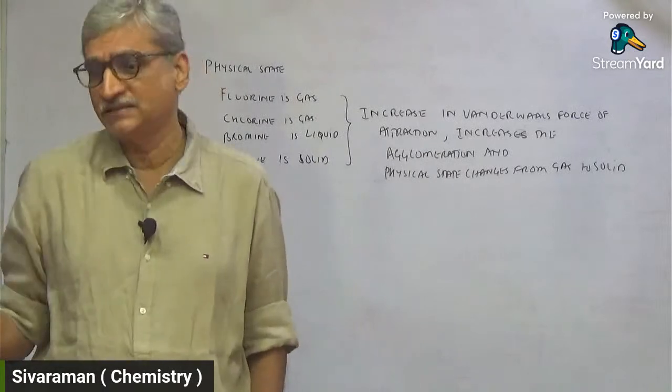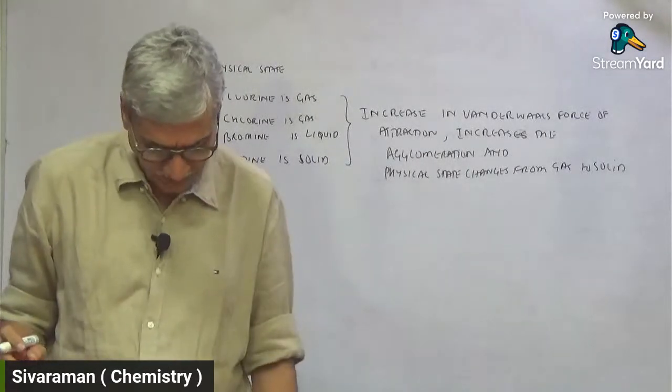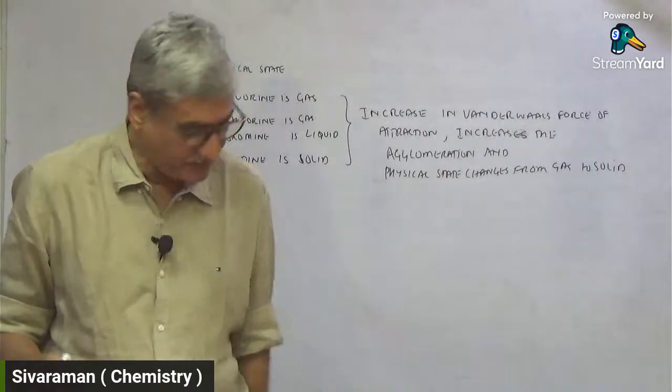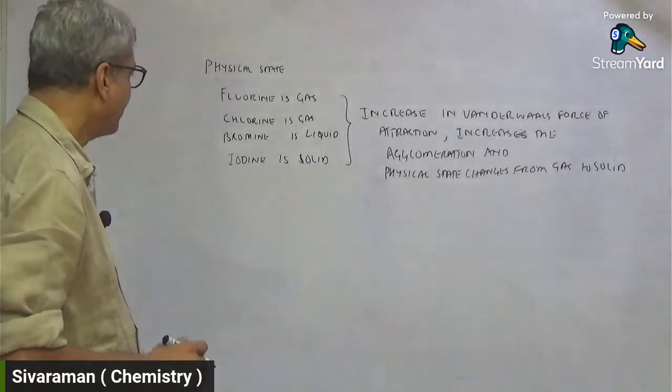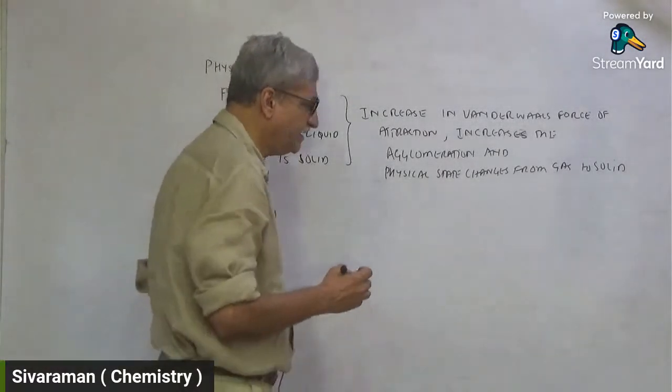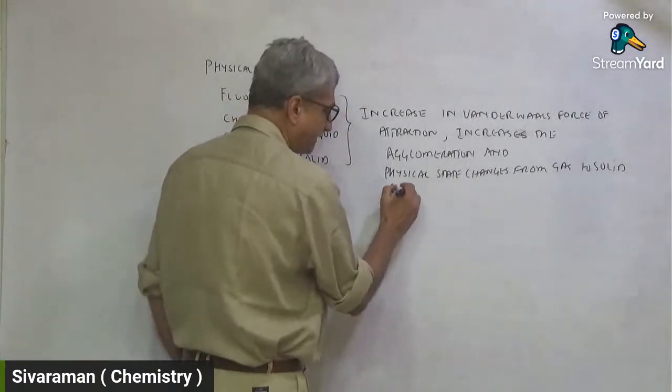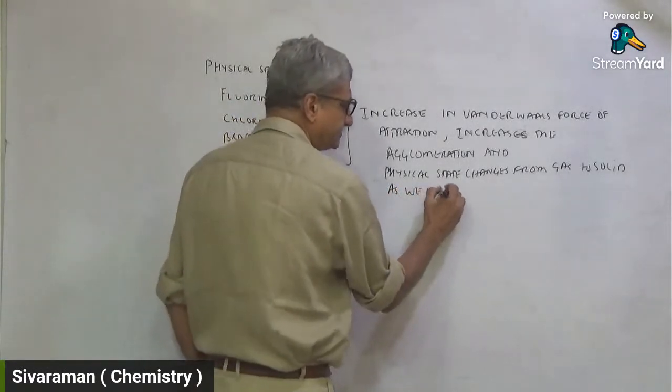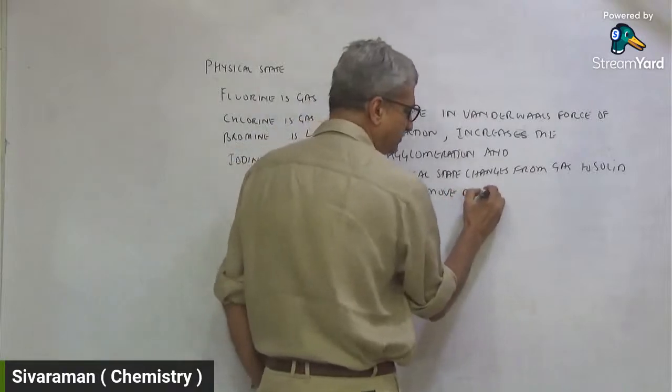And that increases the van der Waals force. This is called agglomeration, from gaseous state to solid. As we move down the group, gas to solid, as we move down the group.